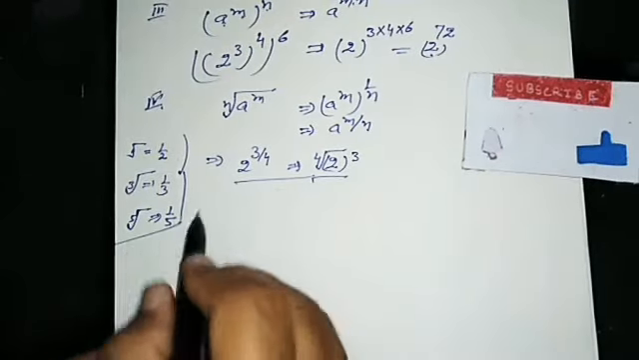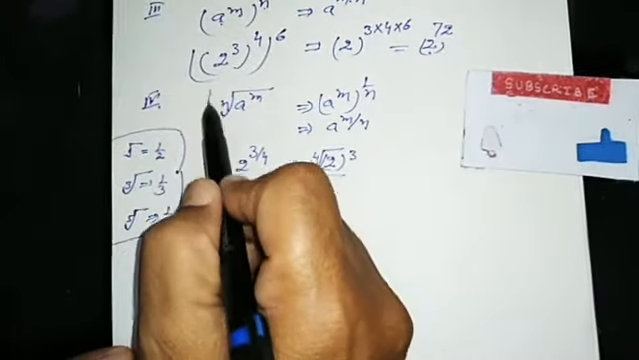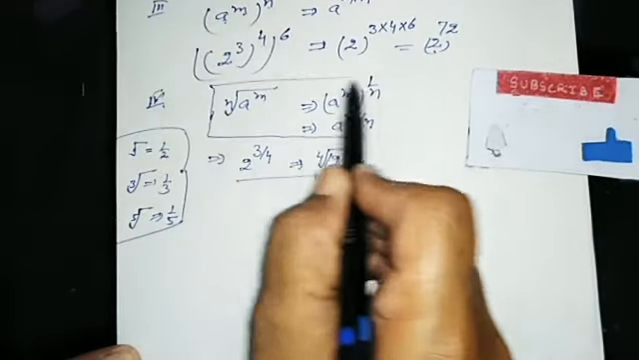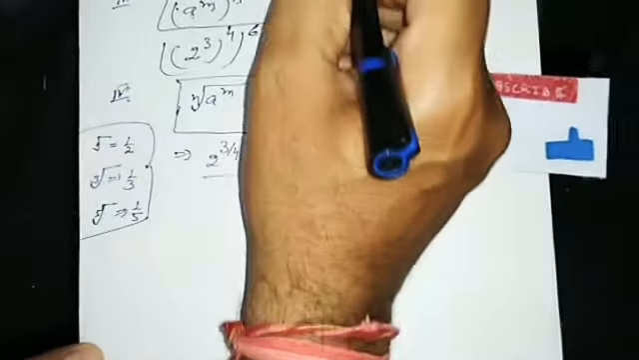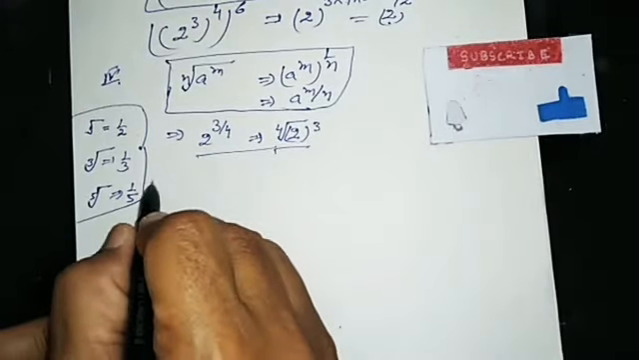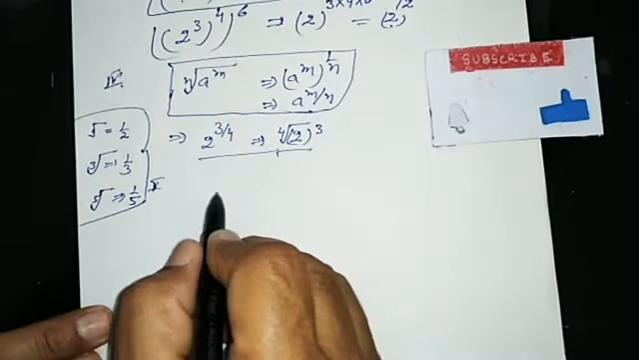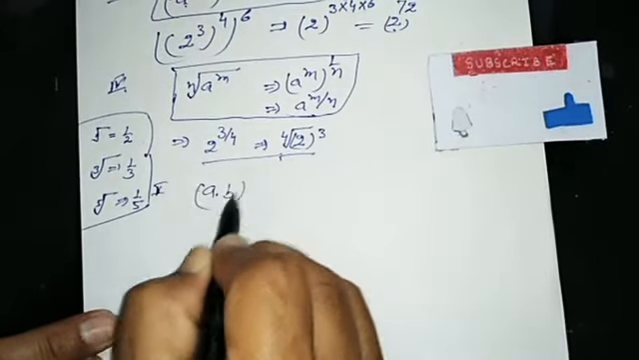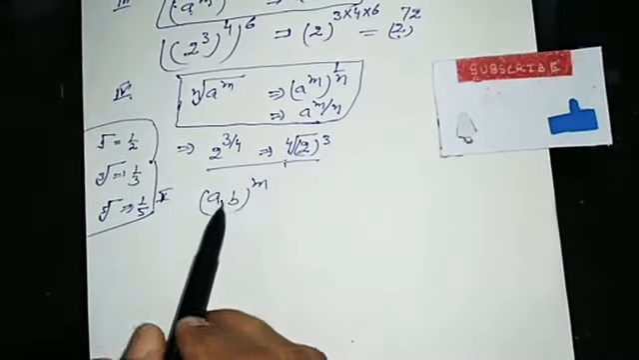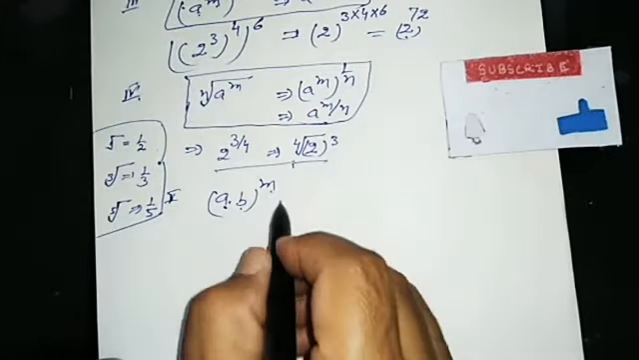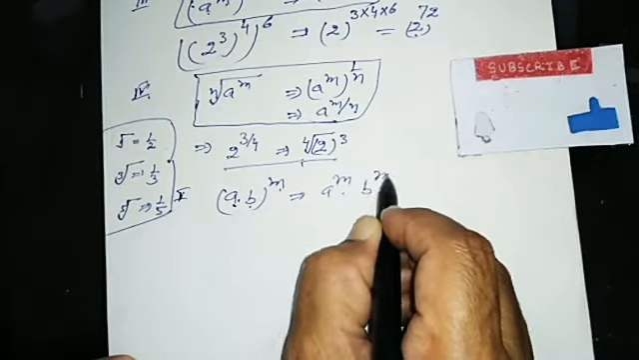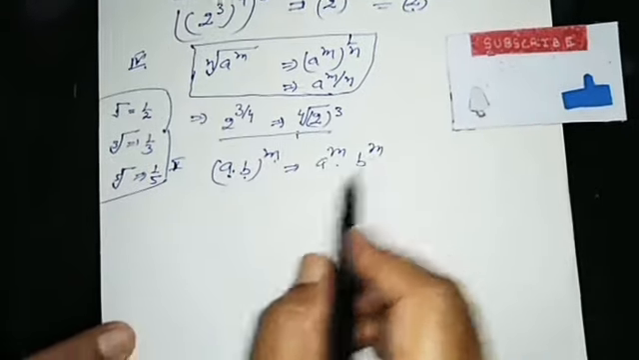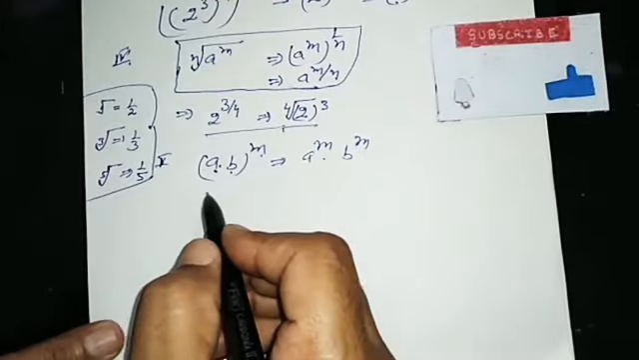Now the fifth one, we should write it in a box. Now the fifth one is: if we have different bases and the same power, I said different base, same power, then we can separate them as a^m b^m. Here also a, b are positive, and this operation is very important.